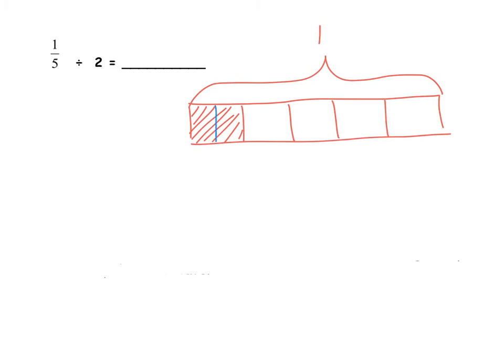But I can't just do it for the 1/5. I have to do it for the 2nd fifth and the 3rd fifth and the 4th fifth and the 5th fifth. So how much is this one piece? It's no longer 1 out of 5. It's, let's count. 1, 2, 3, 4, 5, 6, 7, 8, 9, 10. So it's 1/10.